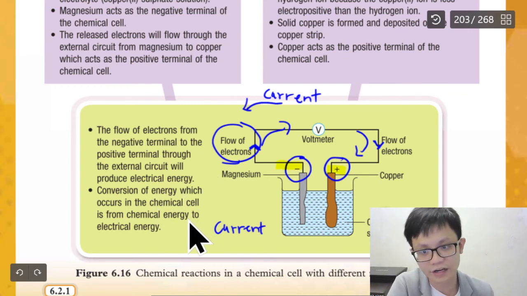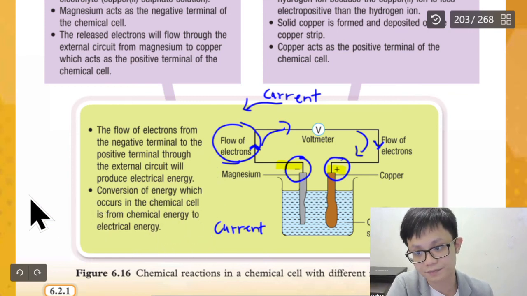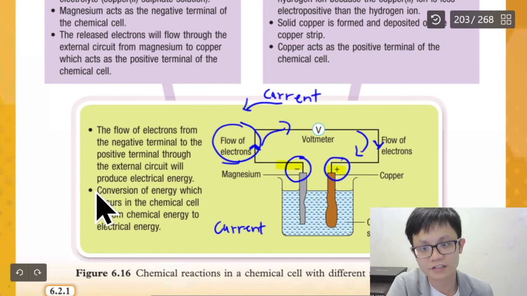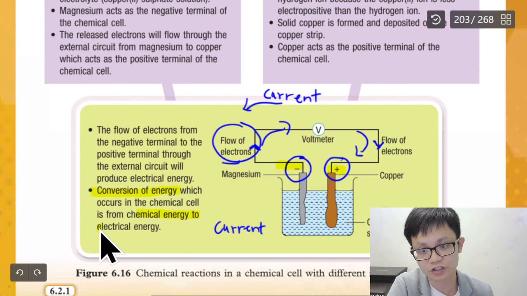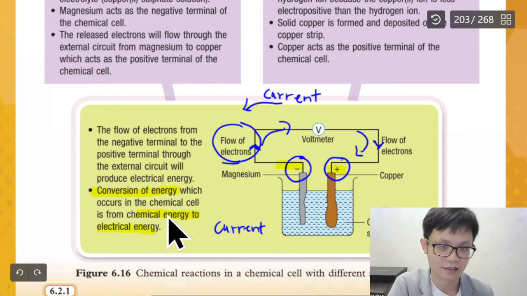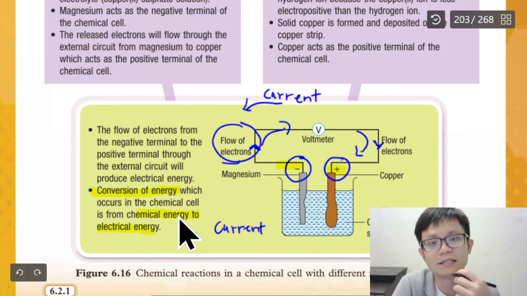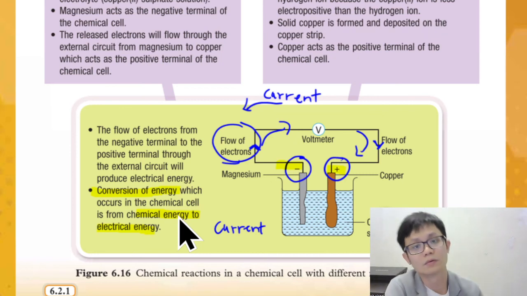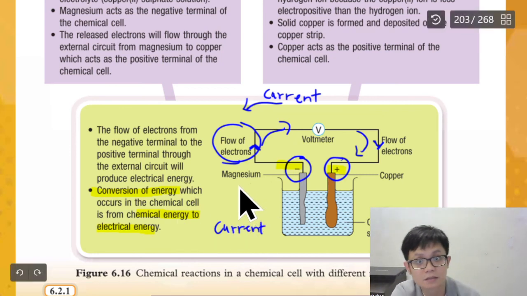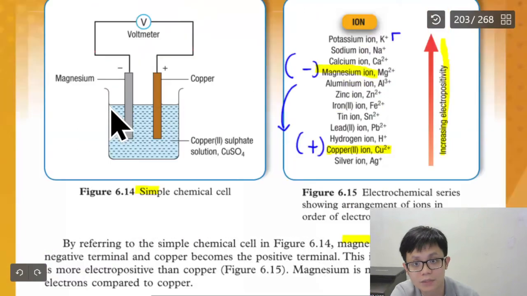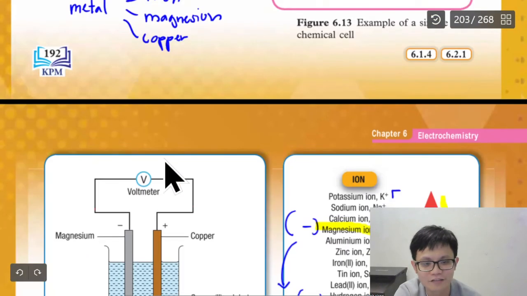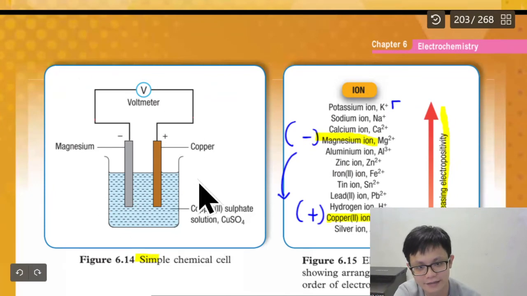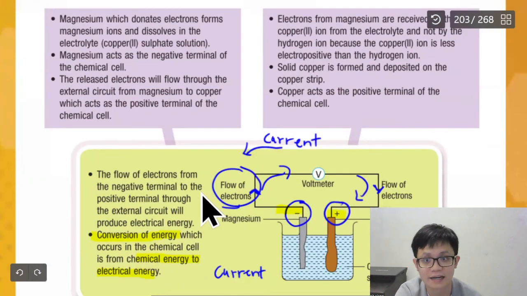Maybe the question will ask you the energy conversion. You can say this one is from chemical energy to electrical energy. And then maybe the question can ask you to draw a simple chemical cell. So you just draw like that, okay? A lot of things the question can ask. Or what are the observations?